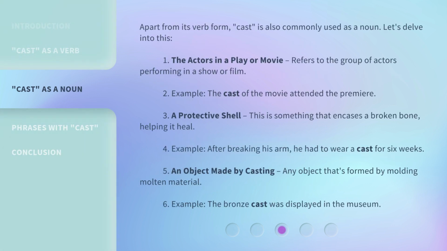Apart from its verb form, cast is also commonly used as a noun. Let's delve into this. 1. The actors in a play or movie. This refers to the group of actors performing in a show or film. Example: the cast of the movie attended the premiere. 2. A protective shell. This is something that encases a broken bone, helping it heal. Example: after breaking his arm, he had to wear a cast for 6 weeks. 3. An object made by casting. Any object that's formed by molding molten material. Example: the bronze cast was displayed in the museum.